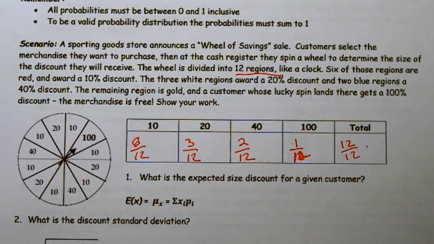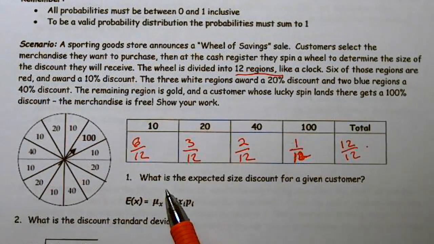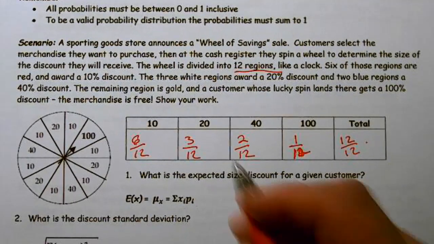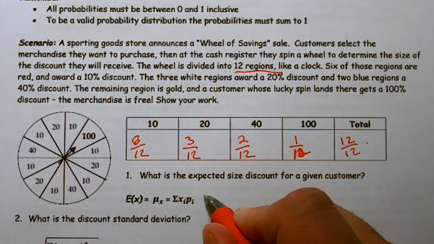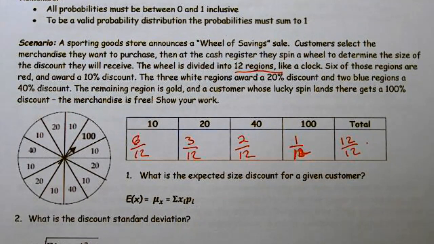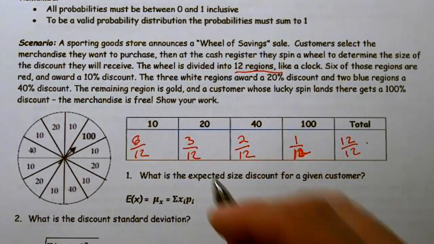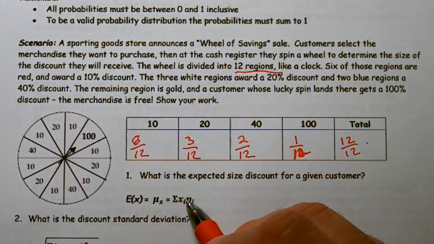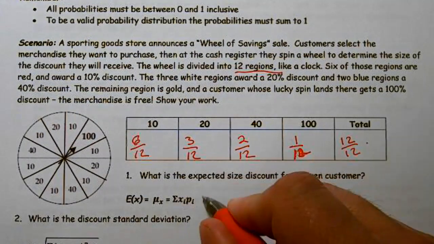What is the expected size discount for a given customer? So expected value has the formula each individual X times the associated probability. So in this case, and you have to show your work on these. You can't just plug it into the calculator. Now, the fact of the matter is I am going to plug it in the calculator in just a moment, but right now you're going to have to show your work, and then we can use the calculator.